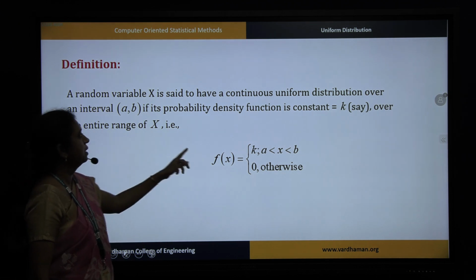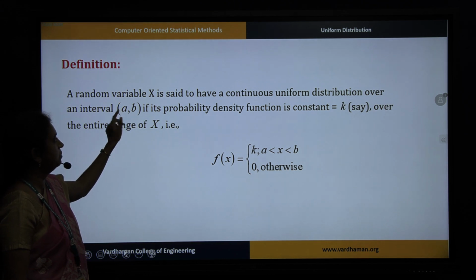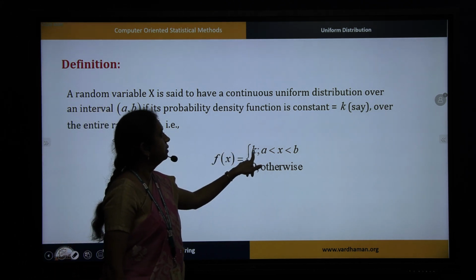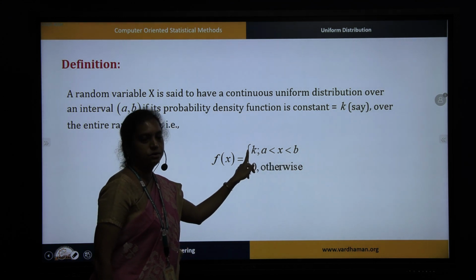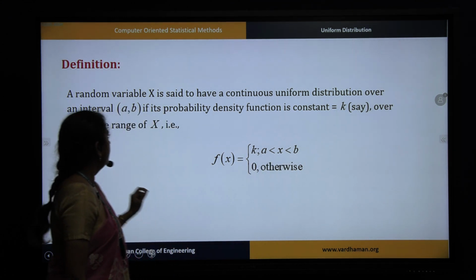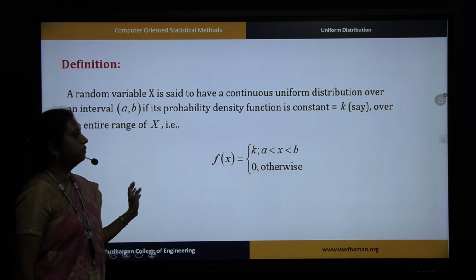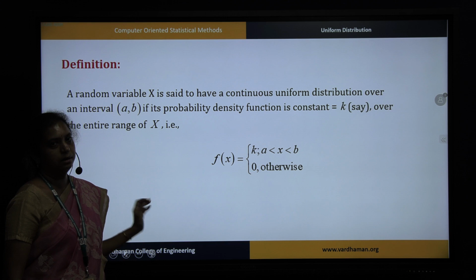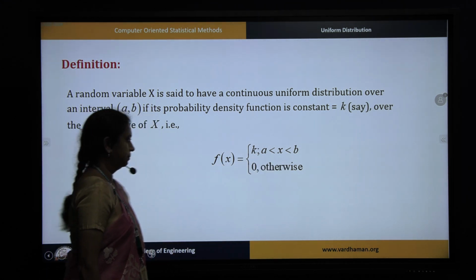So that is why the uniform distribution is defined in the interval a to b, and it is given by a constant k. That is, in the interval a to b, the value is going to be constant. This uniform distribution can be discrete or continuous, and here we are discussing a continuous distribution because we are taking the interval between a and b.